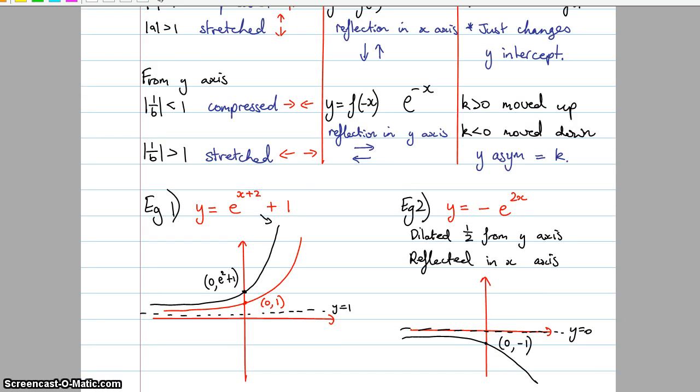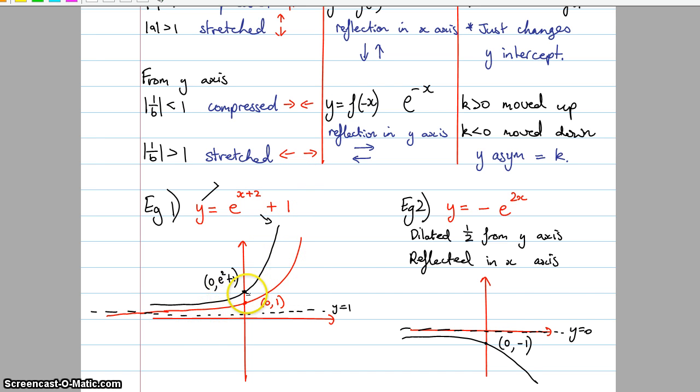So a couple of graphs just to show you. For example here, this one has been moved to the left 2 units and moved up 1 unit. So the red one is the standard graph, and the black one is my new graph. As you can see, the new graph has been moved up 1 unit, which means the asymptote has been moved up, so y equals 1 is now up there, whereas the old graph actually cuts through that asymptote, because that's the asymptote of the new graph, not of the old graph. So we can see that it's been moved up 1, but it's also been moved 2 to the left.